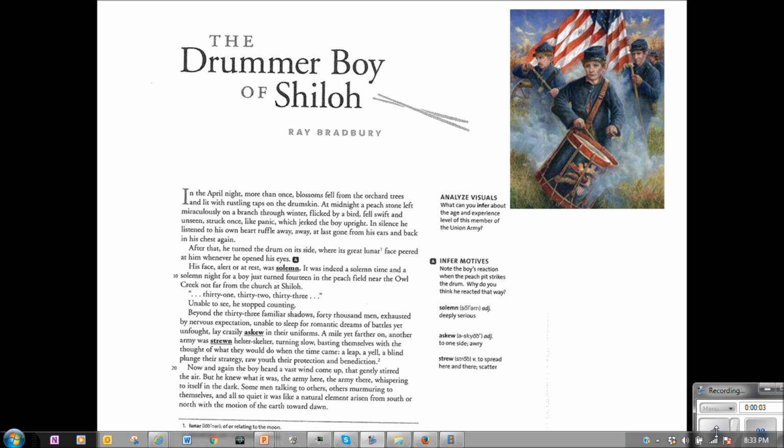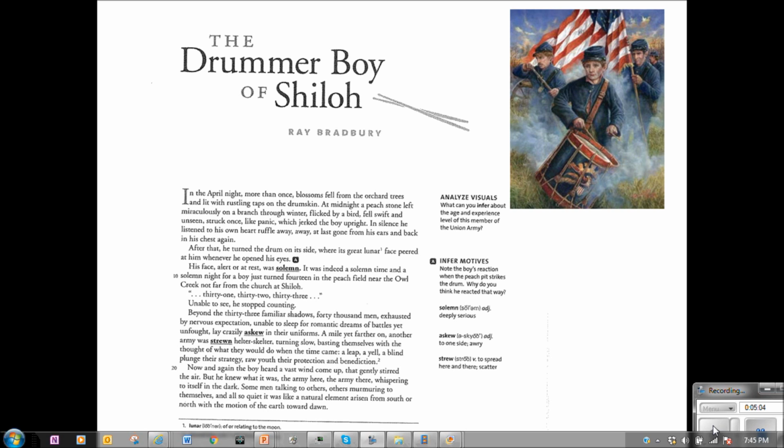This is a story about a 14-year-old boy who's enlisted in the Army during the Civil War, and he's a drummer boy. Drummer boys are the ones who sort of stirred the troops to action and provided communication across a battlefield. And it's the night before they anticipate a big battle, and he's having trouble falling asleep because he's worried and nervous.